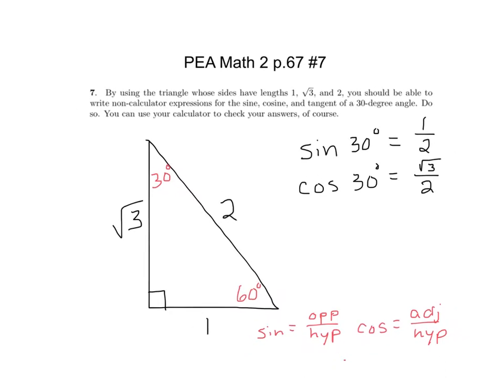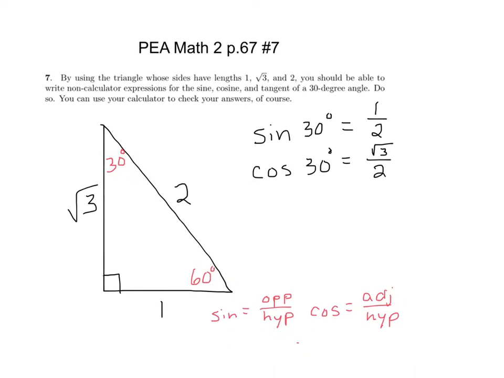Tangent, ran out of room here, let's make a little bit more room. Tangent, what is the ratio for the tangent function? Opposite over adjacent. Okay, so tangent 30 equals what? 1 over square root 3.